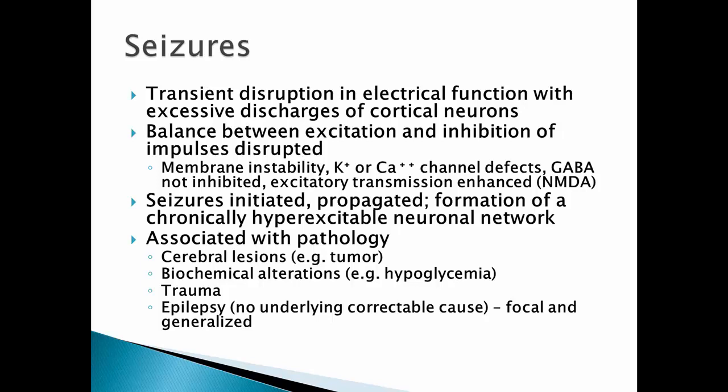Now, this can be due to a number of different things. This may be due to membrane instability. This may be due to channel defects and the ability of potassium or calcium to move across the cell membrane channels. It could be due to the lack of inhibition by GABA. Remember, gamma aminobutyric acid is an inhibitory neurotransmitter. So if GABA is not inhibiting, you're going to have essentially excitation.